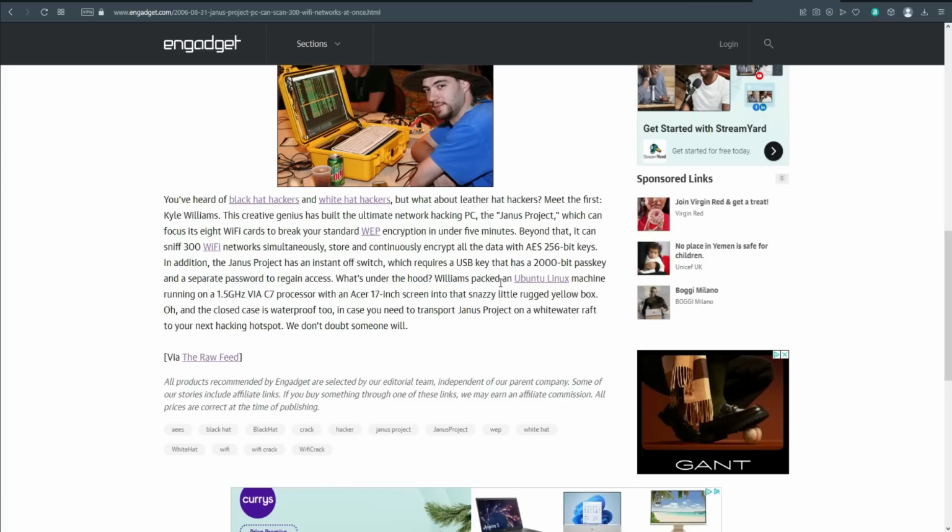In addition, the Janus Project has an instant off switch which requires a USB key that has a 2000-bit passkey and a separate password to regain access. And basically, what's under the hood? Williams packed an Ubuntu Linux machine running on a 1.5 gigahertz.